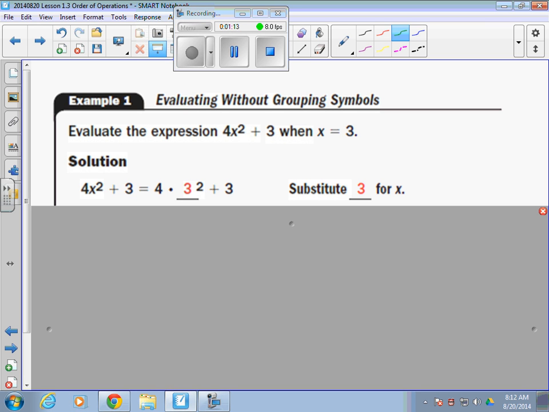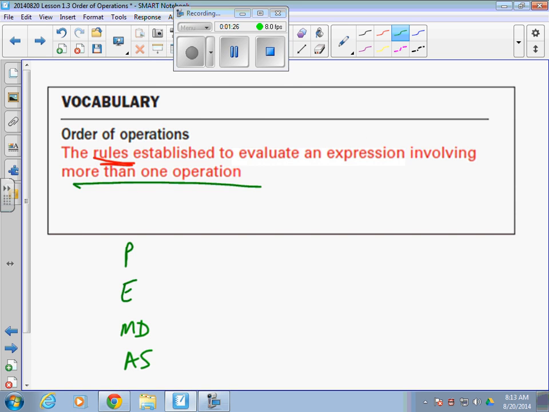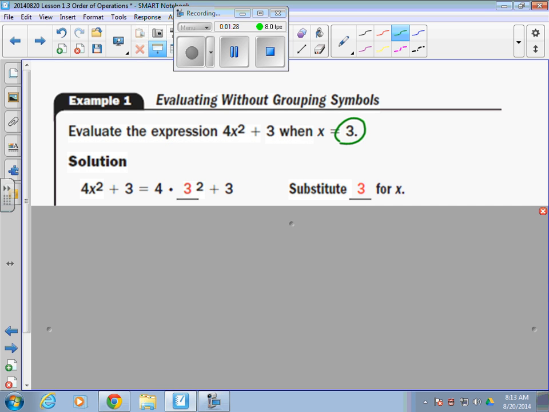Example number 1 says evaluate the expression 4 times x squared plus 3 when x's value is 3. The first thing you need to do is substitute this in. Notice that substituting the value in is not part of PEMDAS, and we'll talk about that again in just a minute. You have to substitute first. So in place of x, we're plugging in the number 3. So now you have 4 times 3 squared plus 3.